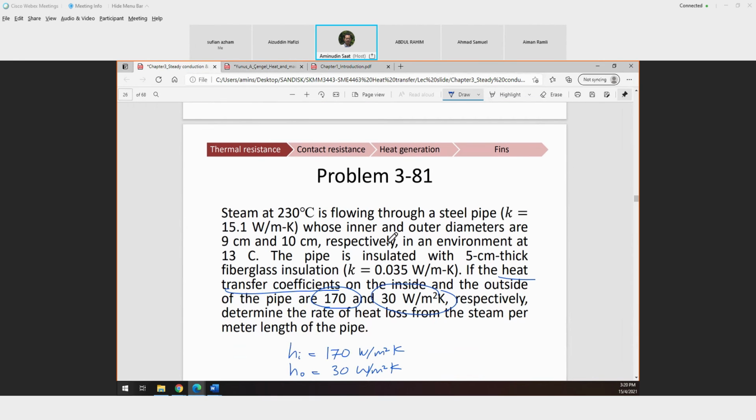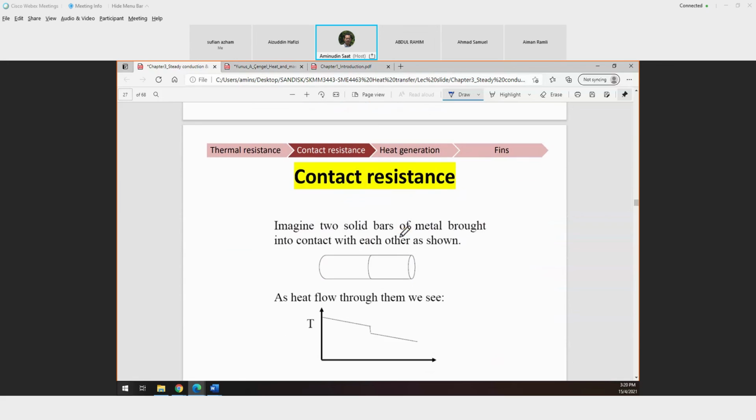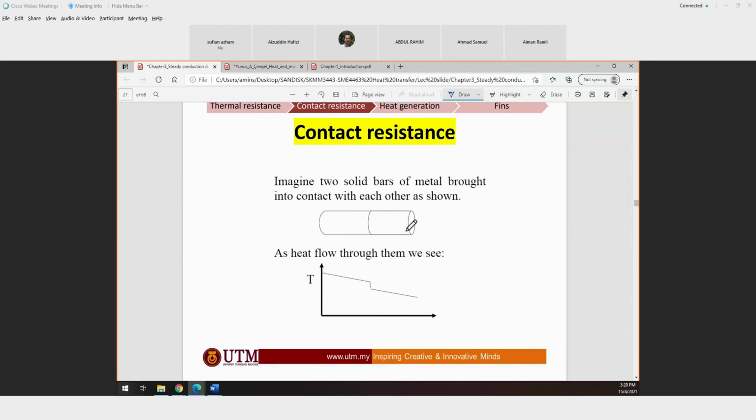So you can try this problem by comparing with the example in the textbook. Next one, I need to explain about the contact resistance. Not very important, because in some cases the value of contact resistance will be very small compared to the resistance due to the solid object, but in other cases it gives a significant impact to the temperature distribution.